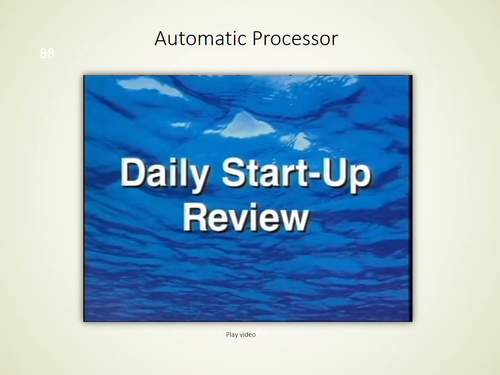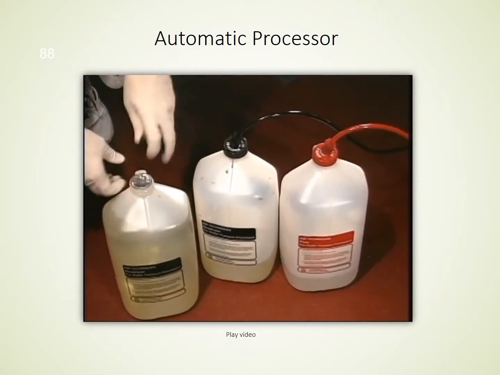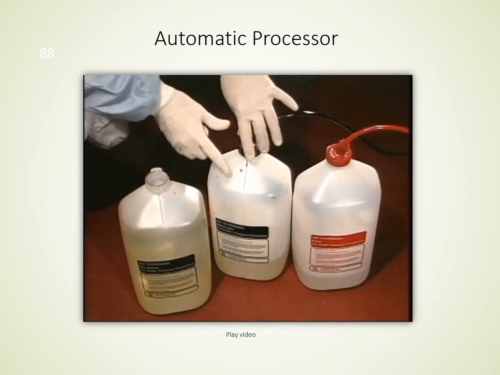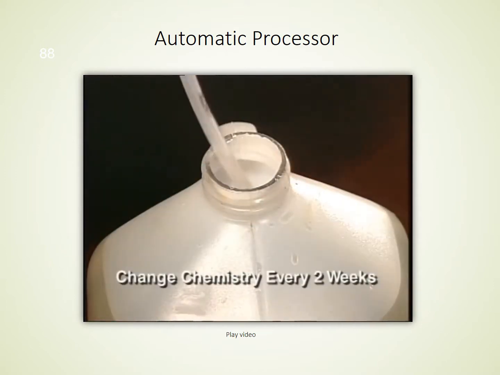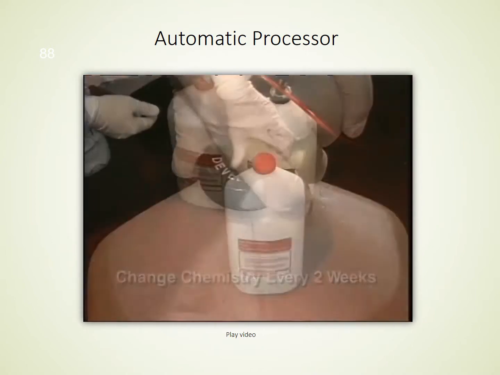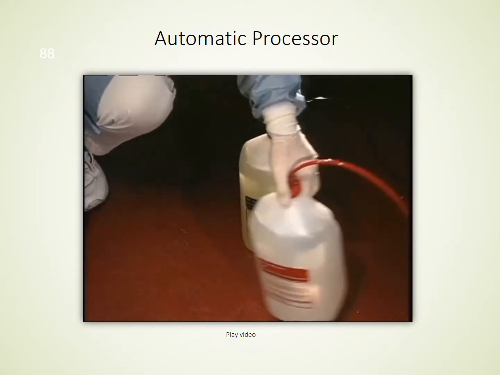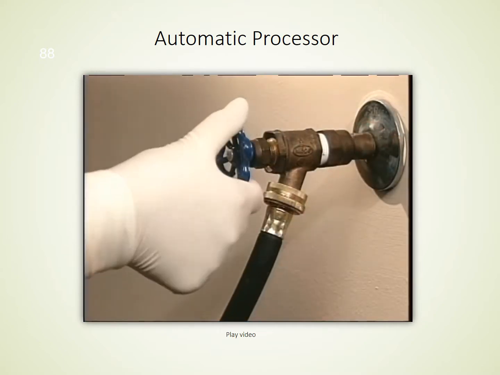You should begin each day with a startup review. First, check the chemistry in the fixer and developer replenishment bottles. If there is 1 inch or less of chemistry, change these bottles. For best results, we suggest replacing the replenishment bottles every 2 weeks, even if there is chemistry remaining. You should never use the last 1 inch of chemistry, as chemistry oxidizes over time and becomes depleted.